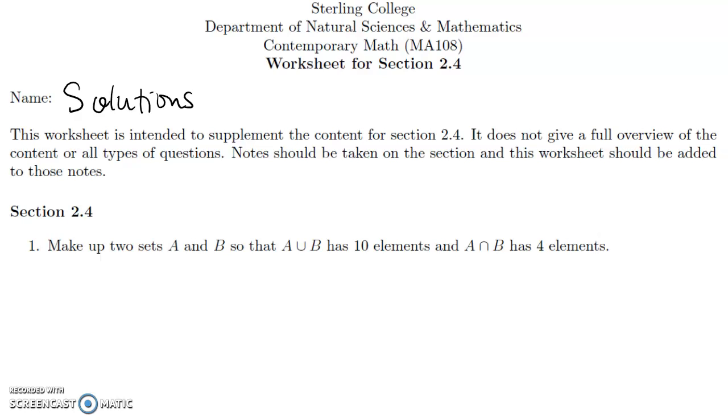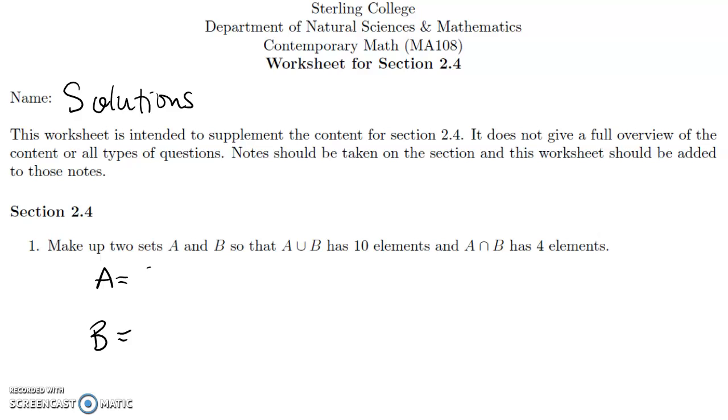So this one really is intended to be a warm-up question, just to get your brain thinking about the types of ideas that we're going to be talking about here. So I'll give you my thought process of how I got through it. But it says make up two sets, A and B, so that A union B has 10 elements and A intersect B has 4 elements. So we're going to try and create those two different things. We need to create A and B so that the union has 10 elements and the intersection has 4 elements.